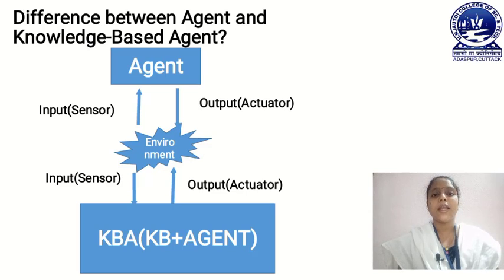Now, look at the knowledge-based agent. Here, the knowledge-based agent is nothing but the combination of a knowledge base with an agent. And the knowledge-based agent also takes the input from the environment through its sensor and acts upon that environment through its actuator. But when the knowledge-based agent performs some action on the environment, that action must depend upon the current input along with the knowledge base stored in the knowledge-based agent. That is the main difference between agent and knowledge-based agent.